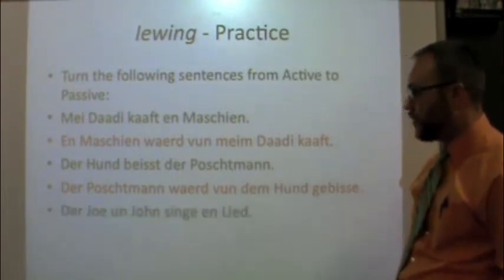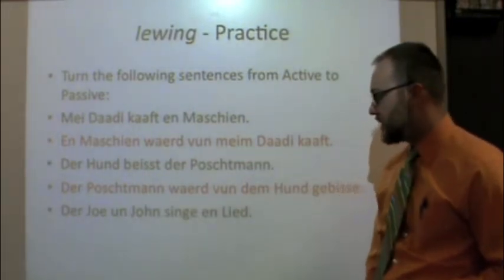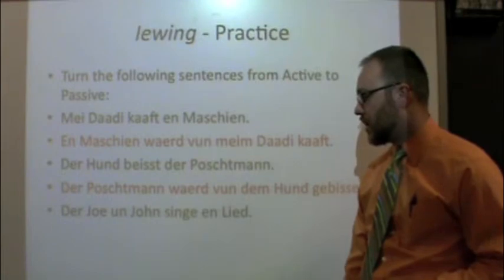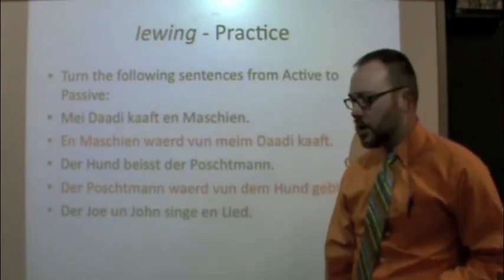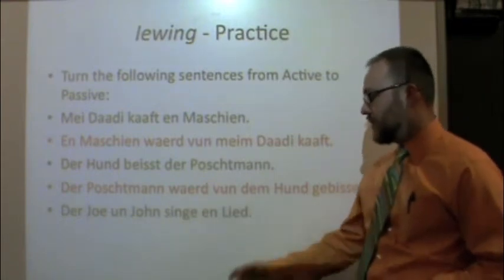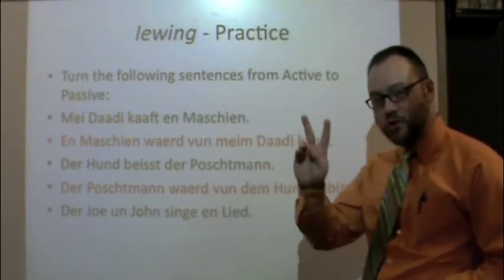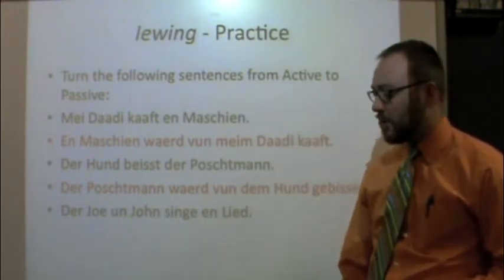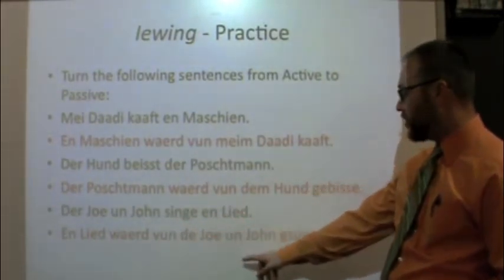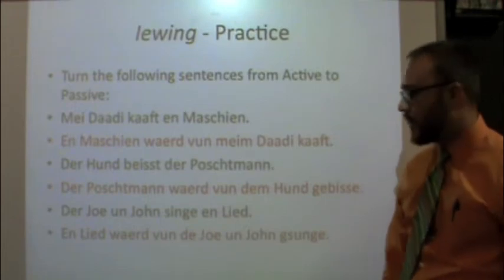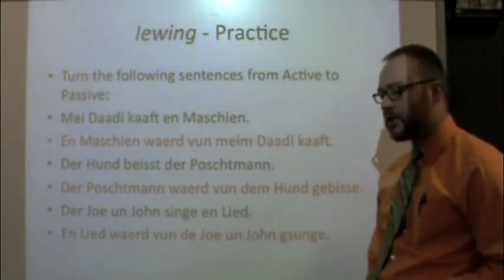Okay. One more. Der Joe und John singen ein Lied. So Joe and John are singing a song. This time we want to make it passive, so a song is being sung by Joe and John. Start with ein Lied, give the correct form of wäre, then add your agent, in this case two agents, that doesn't matter, and then your past participle, so you would get something like this. Ein Lied wird von der Joe und John gesungen. The song is being sung by Joe and John.